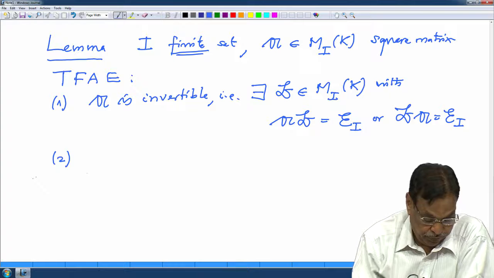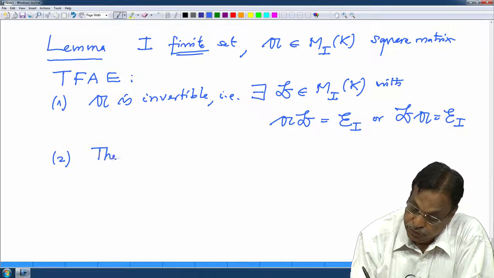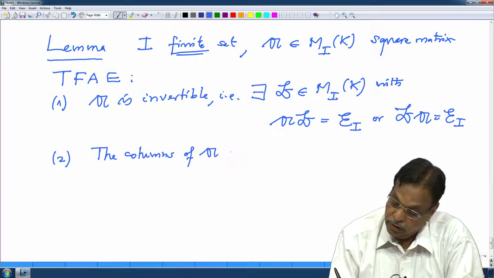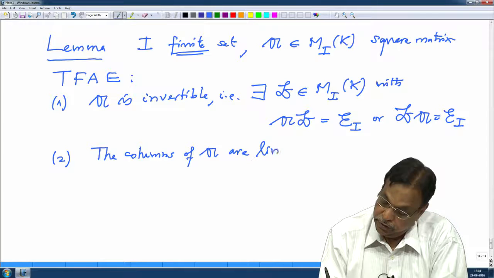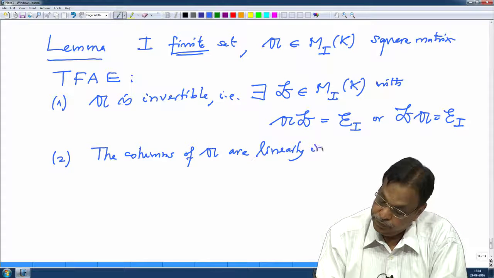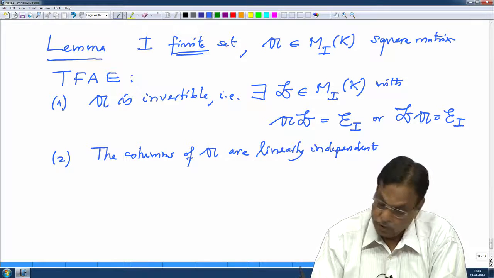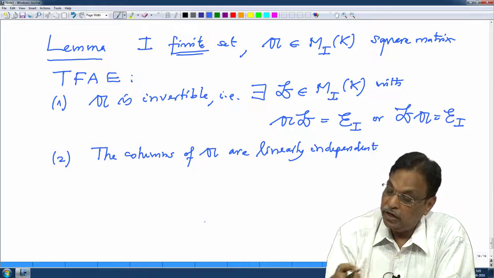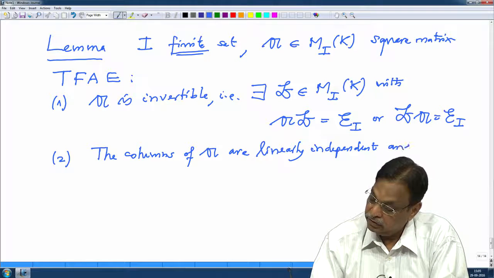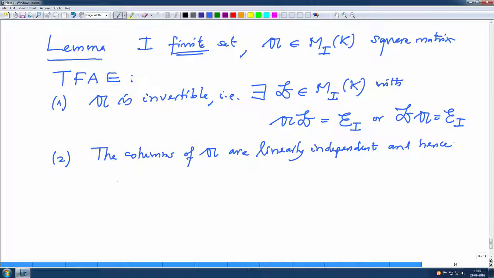2. The columns of A are linearly independent. And when they are linearly independent, they are correct in number, and hence form a basis of k power I.